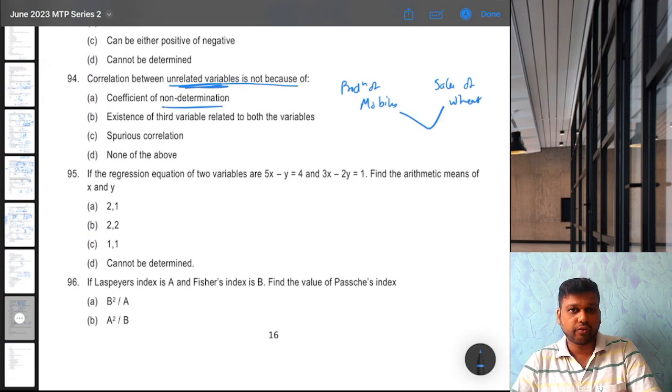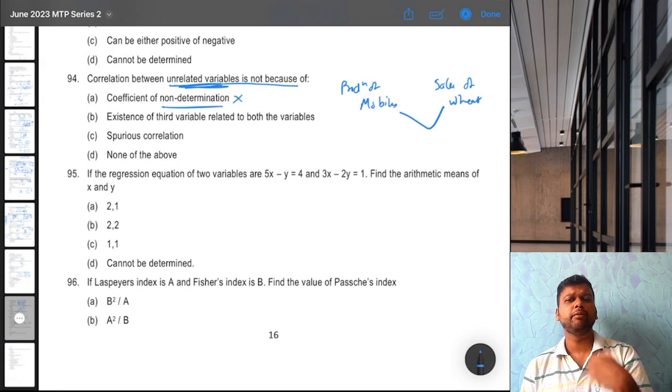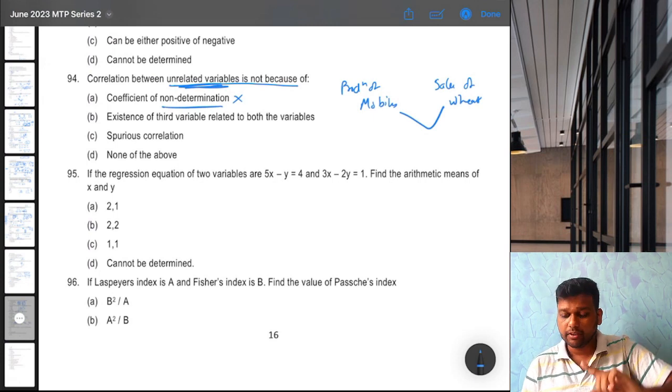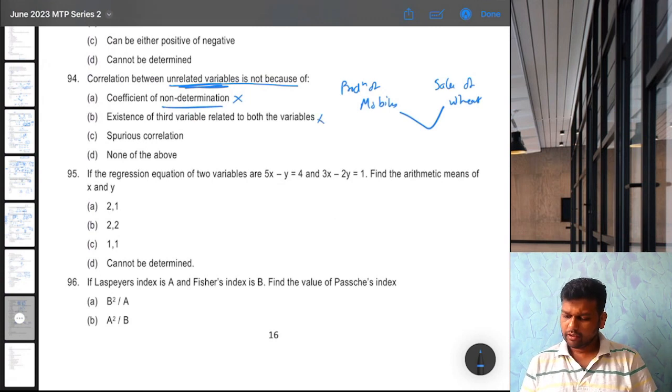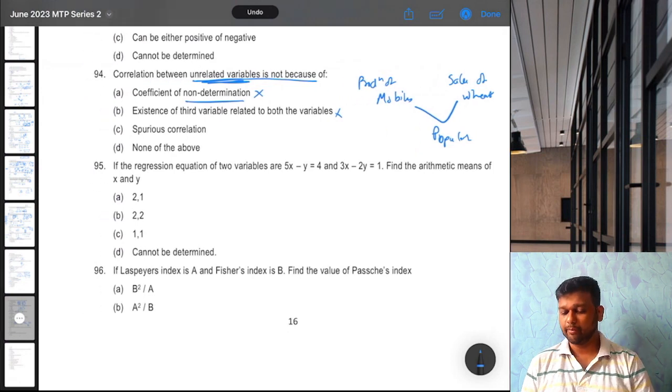So it is because of the coefficient of non-determination, so this is not correct. Existence of a third variable related to both variables, that is also possible. It can be because of this, so this is not the correct answer. Why? Because let's say the third variable is population. As population increases, this is also going to go up, this is also going to go up, right? So it is because of the third variable.